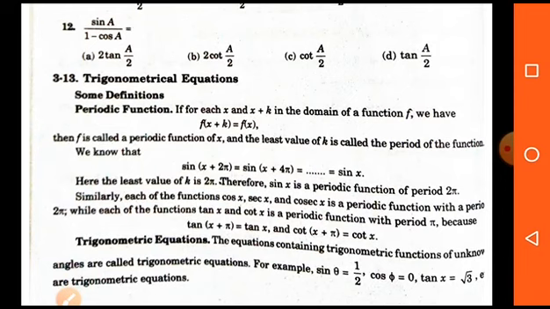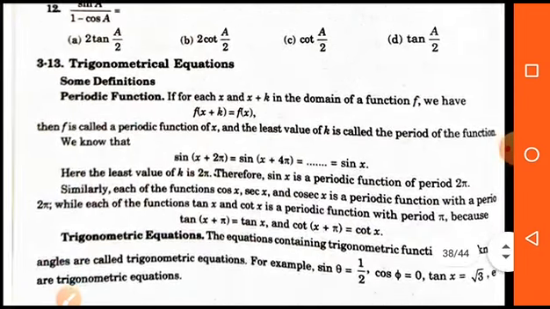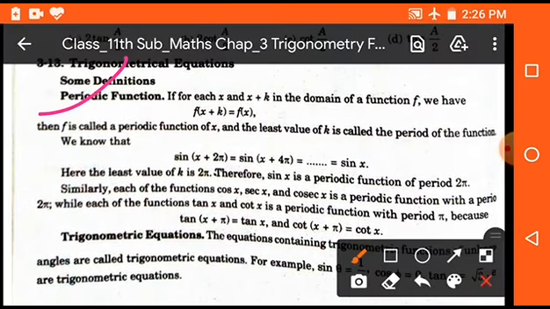Clear? So first of all, I want to tell you what is the meaning of a periodic function. So student, a periodic function means that for each x and x plus k in the domain of a function f, we have f of x plus k equals f of x. That means if we put the value of any variable in a function and after a fixed interval the value is repeated, then we can say that it is a periodic function. Periodic simply means the repetition term.